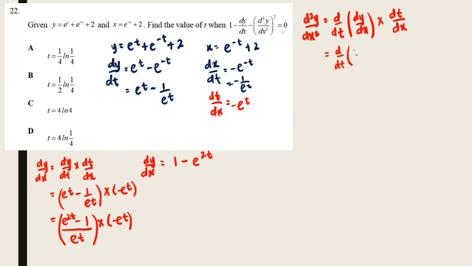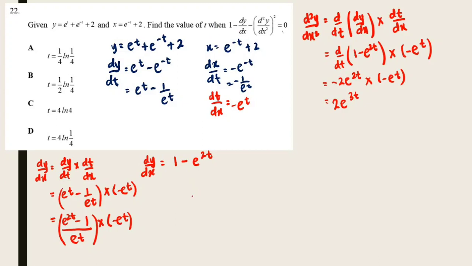Okay, so dy dx is given by 1 minus e to the 2t, and then times dt dx, which is negative e to the t. So differentiate this, we're going to get negative 2e^(2t), and then times negative e^t. That will give us 2e^(3t). So in this question, we need to use this equation over here to get the value of t.